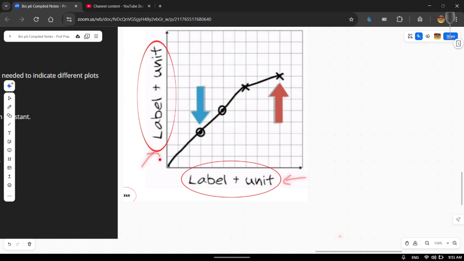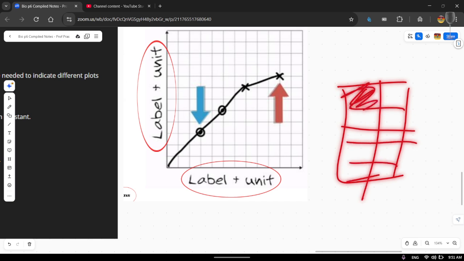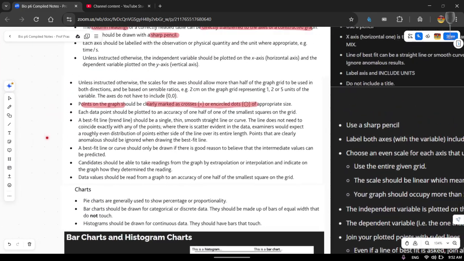This label, the syllabus is saying that you can directly copy from the table they give you. For example, if they give you a table like this, whatever the headings are over here, you can transfer it here. Headings here, you can transfer it here. Okay, that's what that part is basically saying.